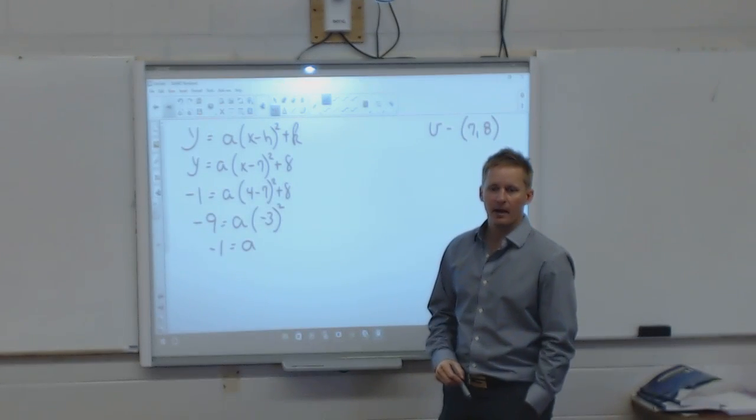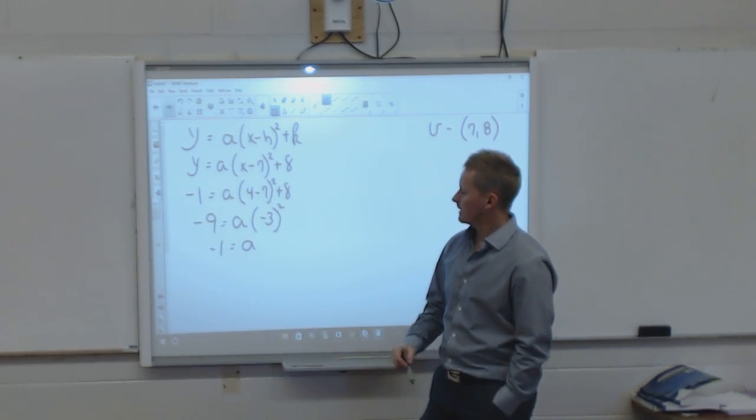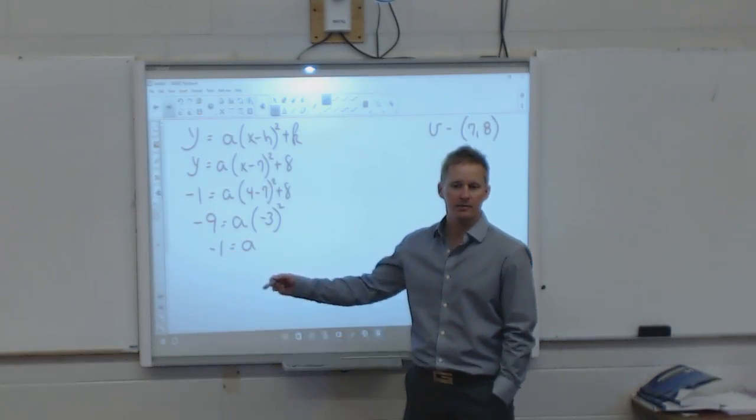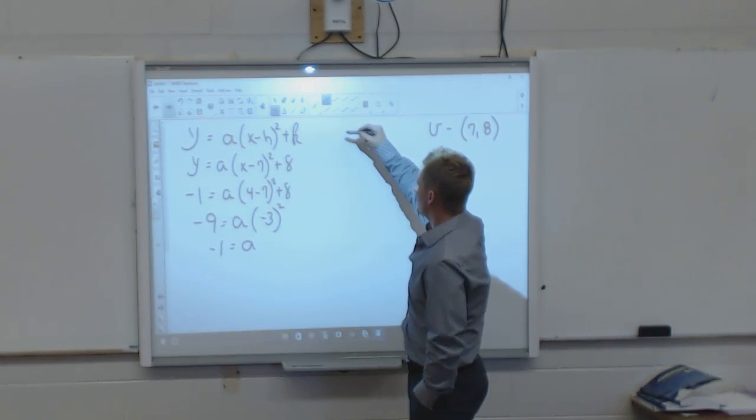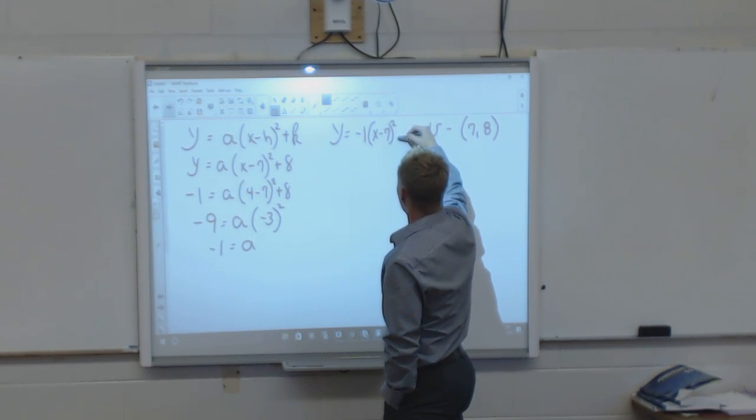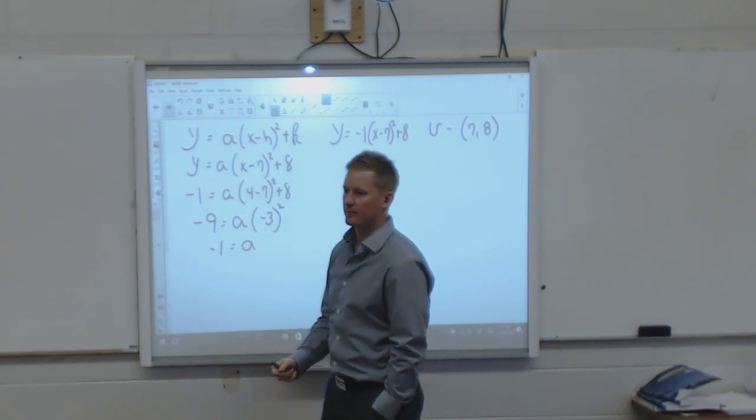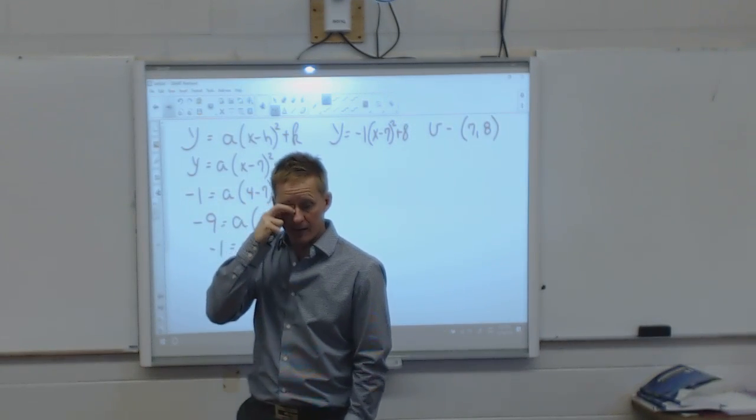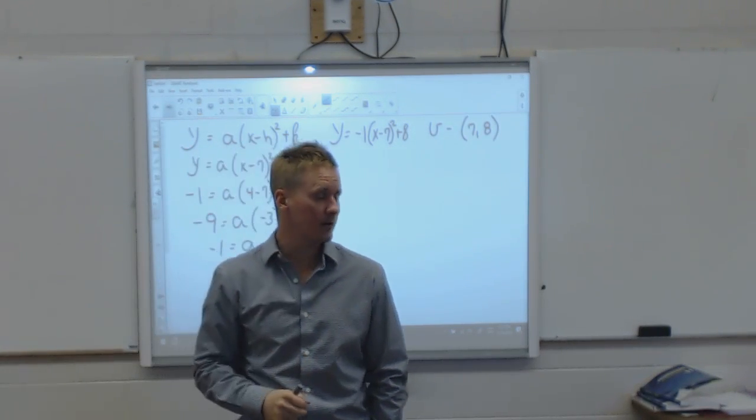Does that graph open down? Yeah. So then my a value should be negative, right? So I want to check that. So what's the equation of that graph on that page? Negative 1, x minus 7 squared plus 8. Okay? It's not very difficult to do when they give you the graph.